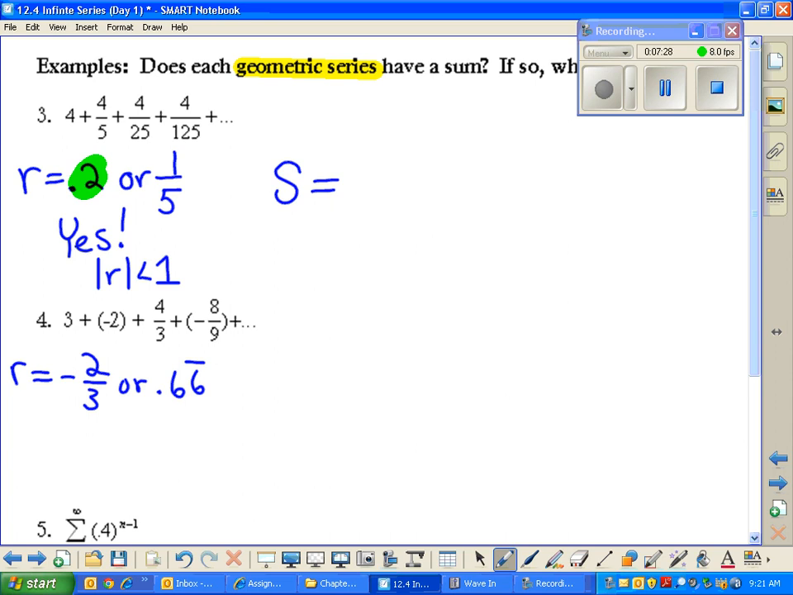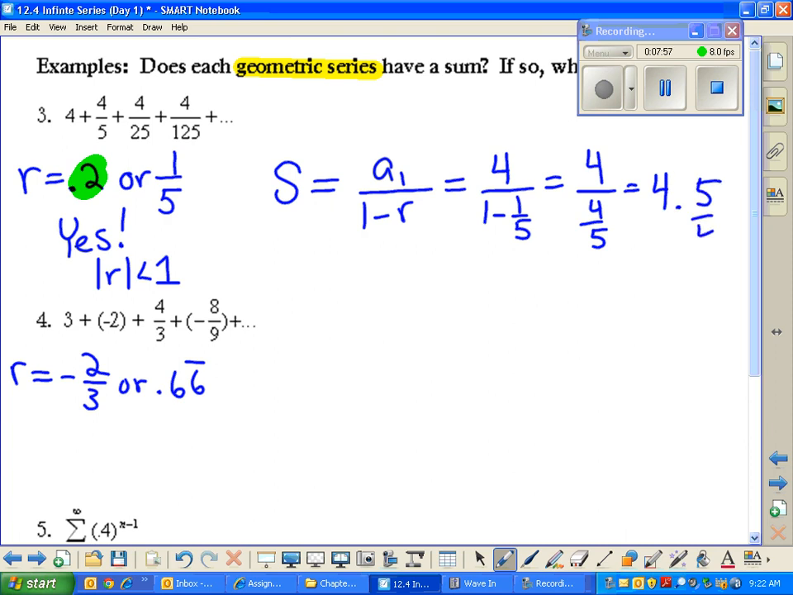The sum formula says take the value of your first term, in this case a sub 1, and divide that by the difference between 1 and your common ratio. So a sub 1 was 4. We said our r value was 0.2 or 1/5. So this is like 4 over 4/5, which is the same as 4 times 5 over 4. So the sum of this series is 5.